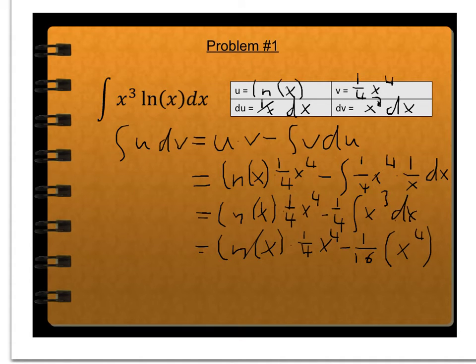And now in the end you just have to add c, because it's an indefinite integral. So I'll write the equation again. So it's the natural logarithm of x times 1/4 x to the 4th minus 1/16 x to the 4th plus c. And now that is your final answer.